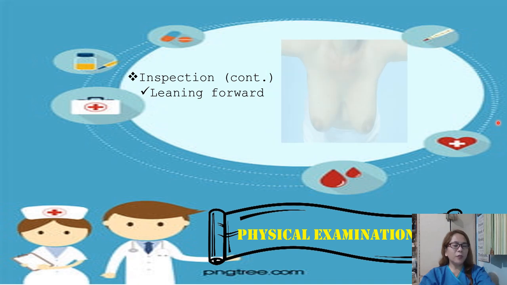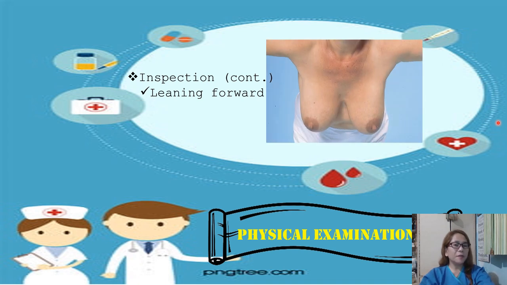So for a patient with a large or pendulous breast, it is useful to let your patient stand and then lean forward, so parang yuyuko siya, supported of course with the back of the chair. This position will reveal an asymmetry of the breast. So you can check if it is symmetrical or not, or if there is a problem with the nipple, or if there is any retraction. Okay, so again, if there is retraction of the nipple and areola, it suggests an underlying cancer.